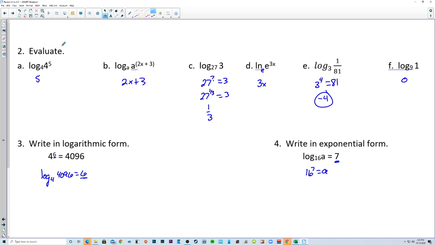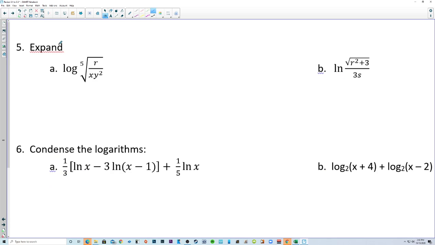Expand this. All right, well, let's do this first. Let's go log of r over xy squared to the 1/5 power. Now let's bring that 1/5 power down in front. R over xy squared.